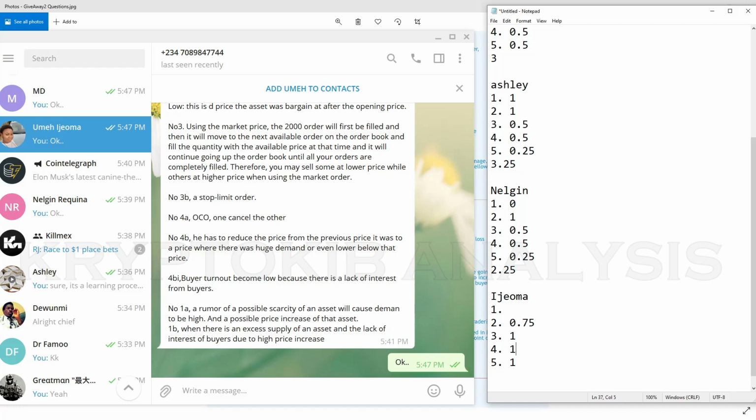Then number 1, a rumor of a possible scarcity of an asset will cause demand to be high. Yes. And a possible price increase of that asset. Yes. But that didn't quite answer. You are right, all this will create demand. But the demand will push price high when people are willing to buy. If the buyers are willing to buy, when there is an excess supply of an asset and the lack of interest of buyers due to high price increase.